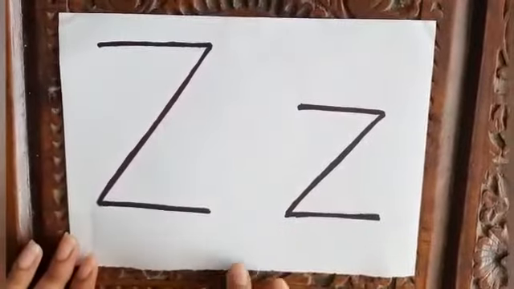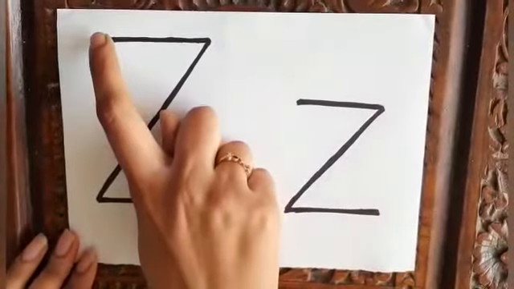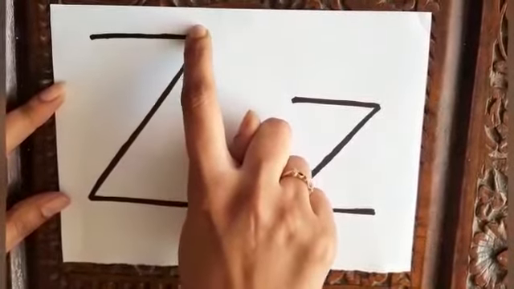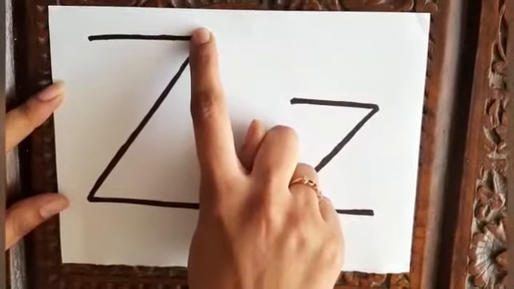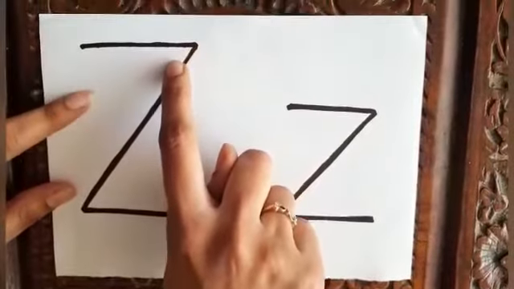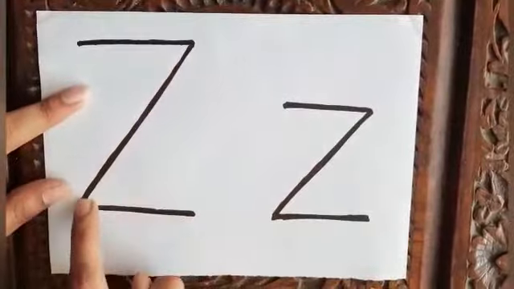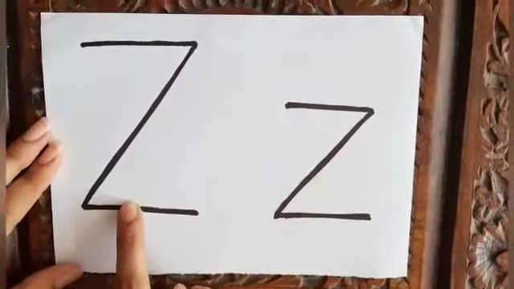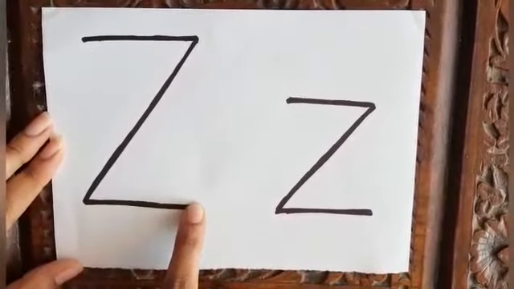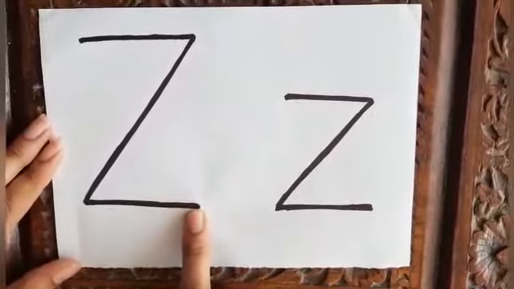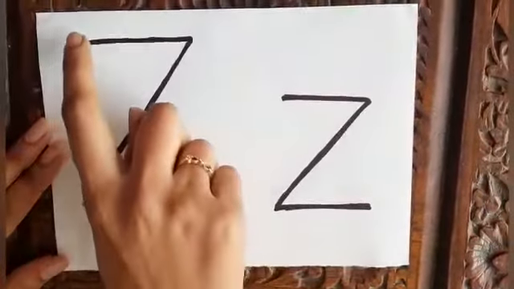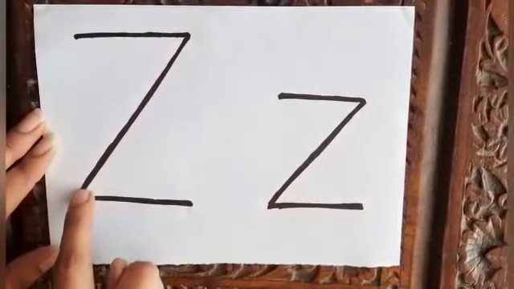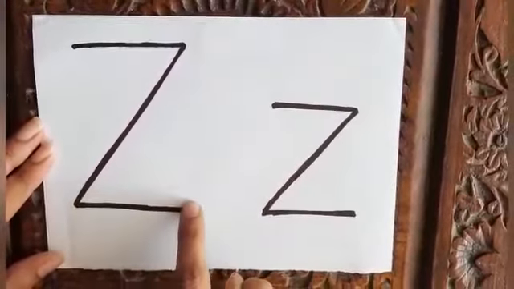Let us start with capital letter Z. First we have to do the slipping line from here. Slipping line, stop. Then we have to do one slanting line. Slanting line, stop. Now again one slipping line. Slipping line and capital letter Z is done. Again we will repeat it. Slipping line, slanting line and again slipping line.